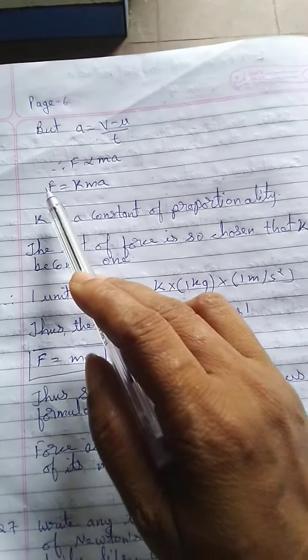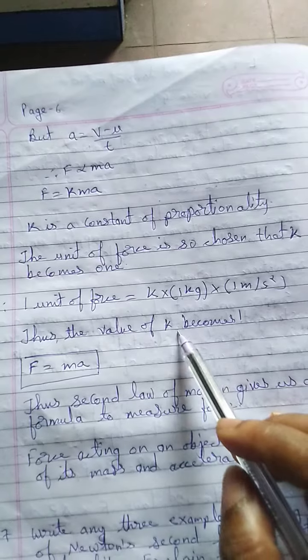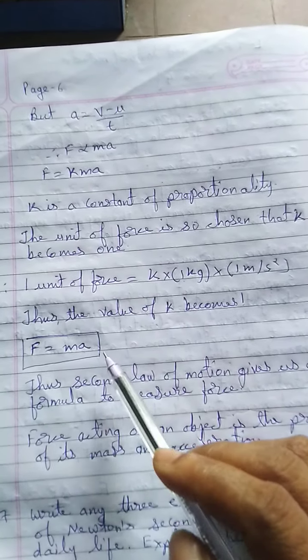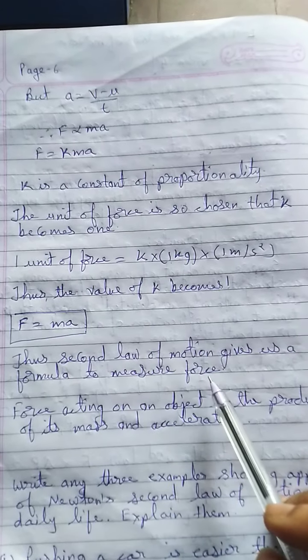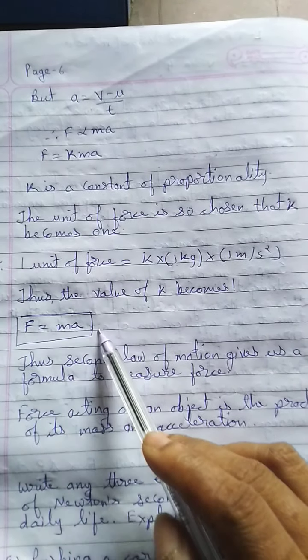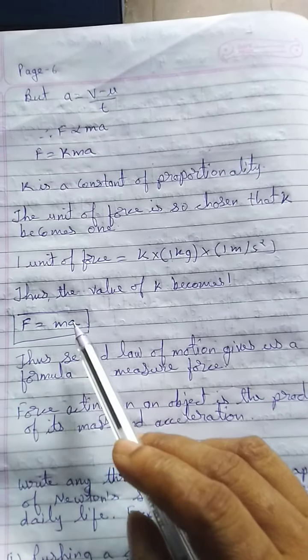So we have the formula F is equal to k m a. Instead of k we write 1, since we already have k is equal to 1. So F is equal to ma. Thus the second law of motion gives us the formula to measure force. So F is equal to m into a. What is the formula? Force acting on an object is the product of mass and acceleration.